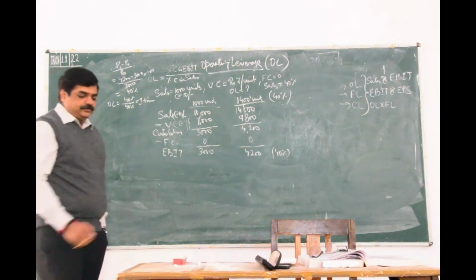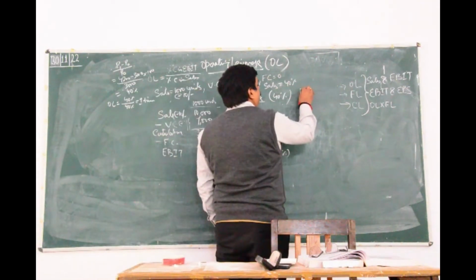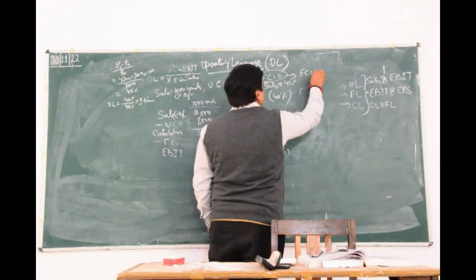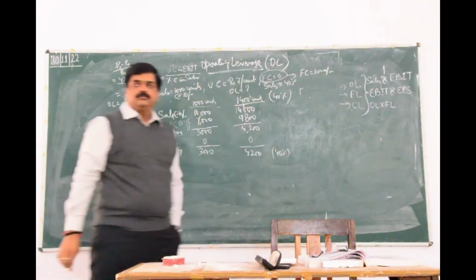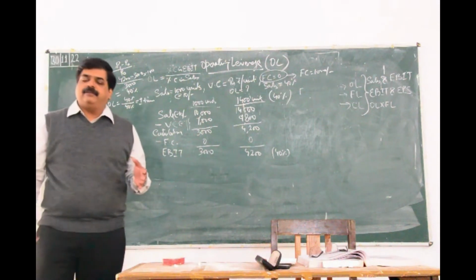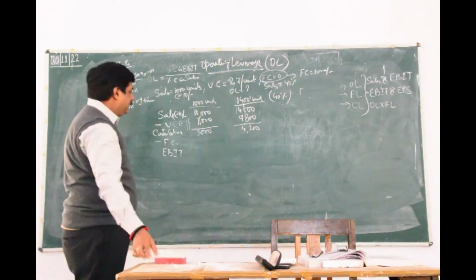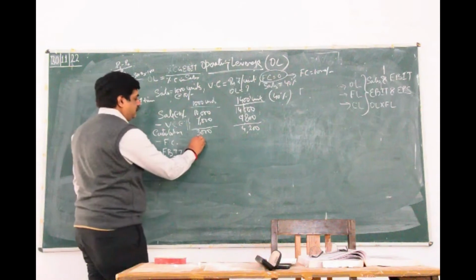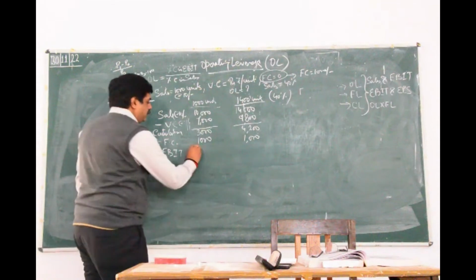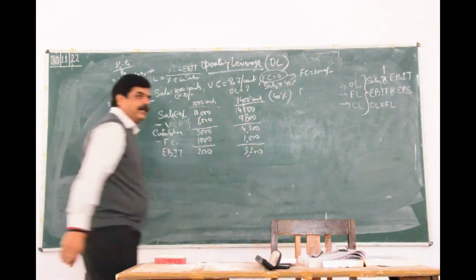Another case we take up. Suppose in this itself, now I take fixed cost as rupees 1000. Now along with the variable cost, the company is also having the fixed cost. Other things remain the same. 1000 and 1000. It will come to 2000. It will come to 3200.